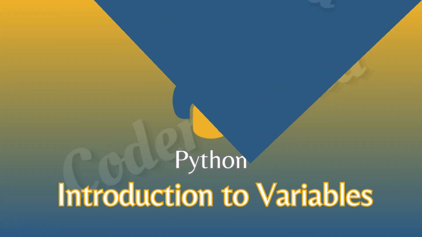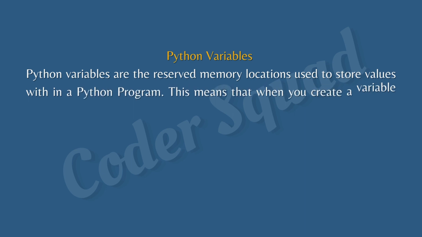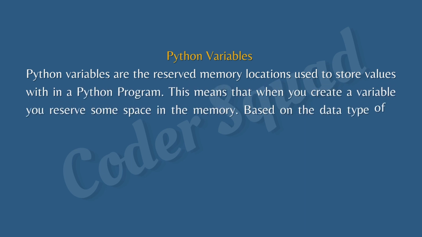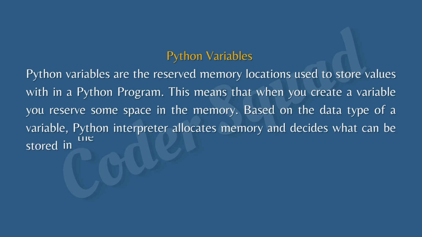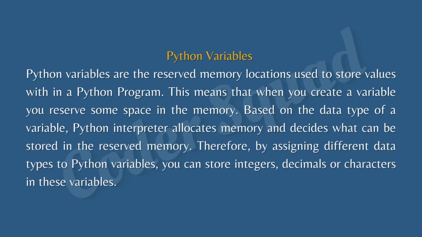In Python, a variable is like a named storage location that can hold different types of data. Think of it as a label for a piece of data. To create a variable, we use a simple assignment statement. For example, name = "Python". Here, name is the variable, and Python is the data it holds.